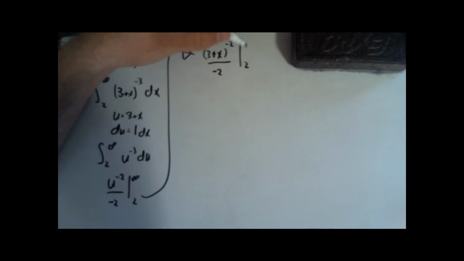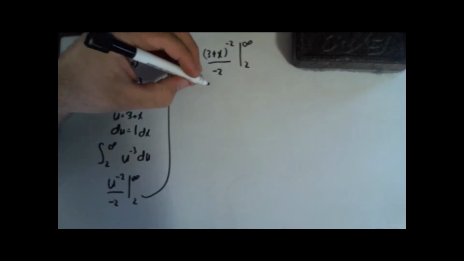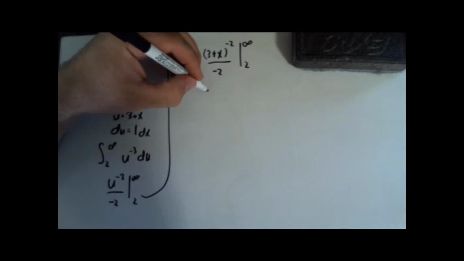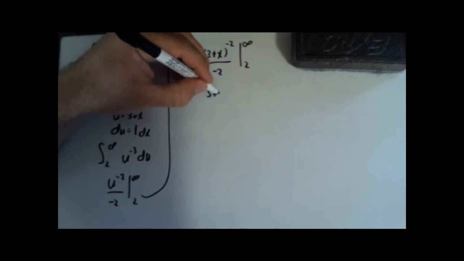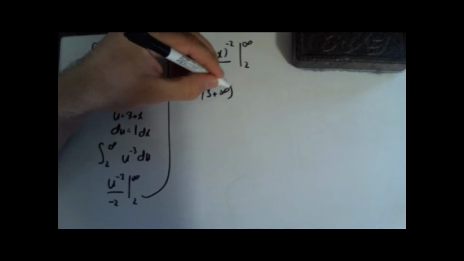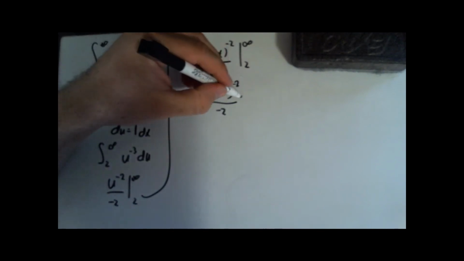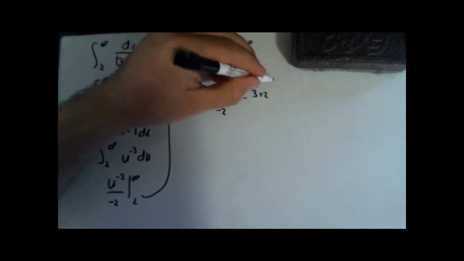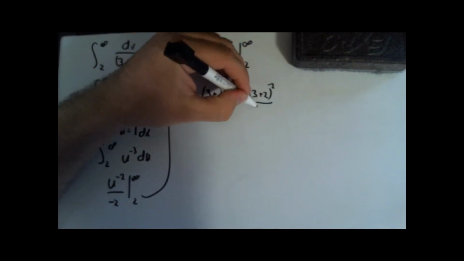Coming up here, I will resubstitute my u value and say 3 plus x. That should be a 3. 3 plus x to the negative 2 divided by negative 2 from 2 to infinity. And at this point, I'll go ahead and substitute my limits of integration back in and say 3 plus infinity to the negative 2 divided by negative 2 minus 3 plus 2 to the negative 2 divided by negative 2.